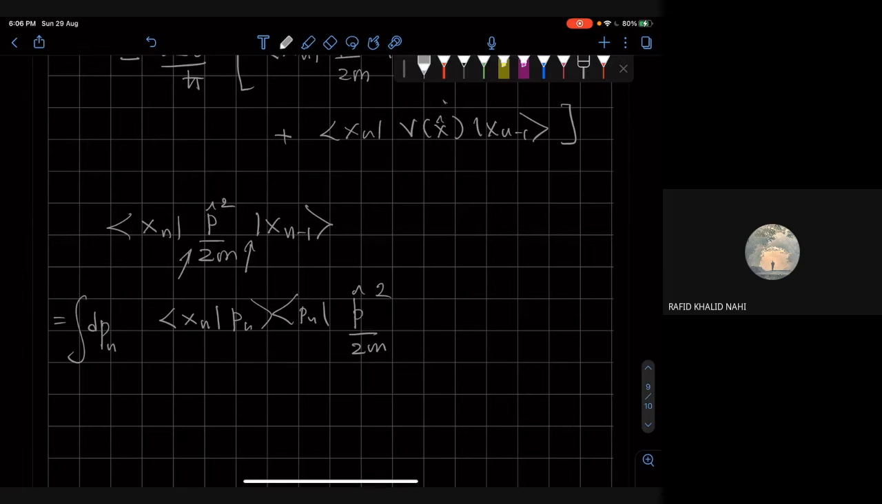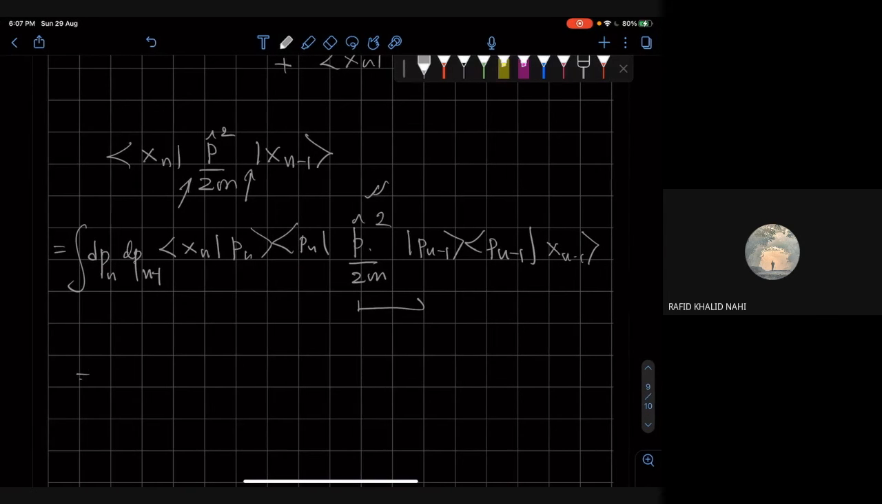So what I want to do is to get rid of all the operators by applying them on some eigenbases. So here I can insert another eigenbasis. Let's call that p_{n-1}. So we have to have another integral over dp_{n-1}, and then there's x_{n-1}. Now this operator acting on this will give me the eigenvalue squared.